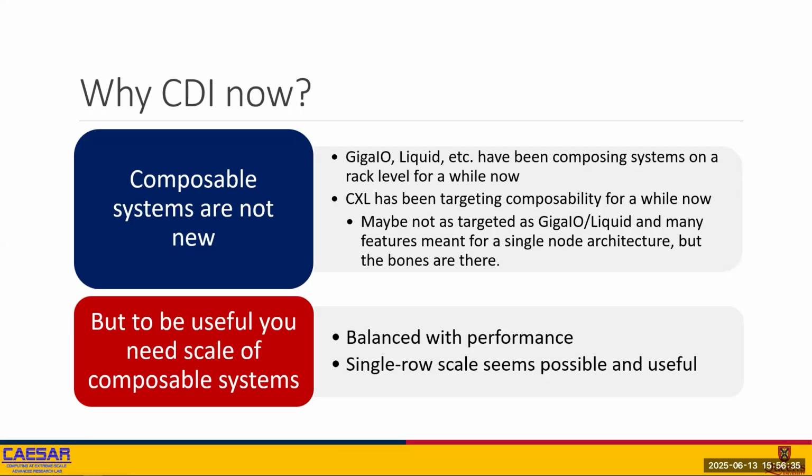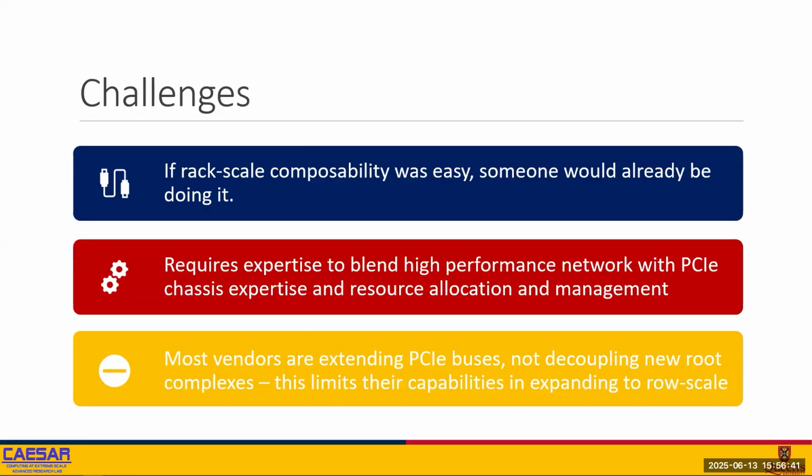So you get a large variety of different accelerators and devices that you can mix in. And you don't want to put them too far away from each other because the speed of light is still a thing, right? The problem is that if rack scale composability was easy, everybody would already be doing it in some spaces because this is the market. And you have to kind of blend your high performance computing network design and capabilities with PCIe chassis expertise and hardware people. So just getting these mixtures of groups together can also be troubling and difficult to do.